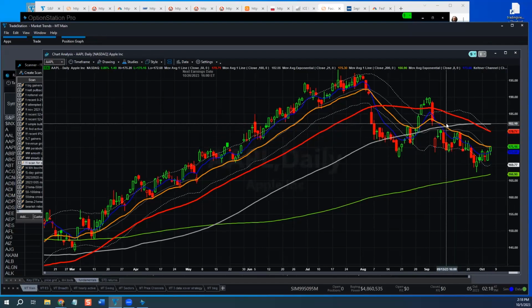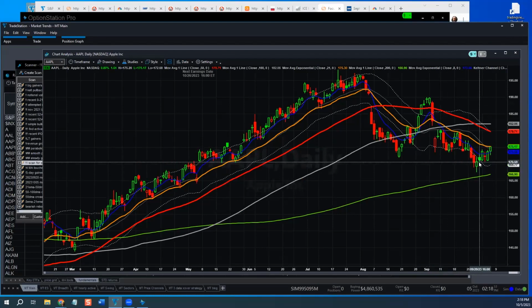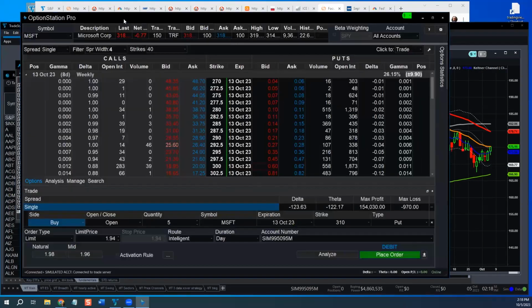It's just kind of at the bottom of something of a trend here. This could be interpreted as a bearish flag. So a person here could potentially look at something in Apple like the 170, 165 put spread, for example.